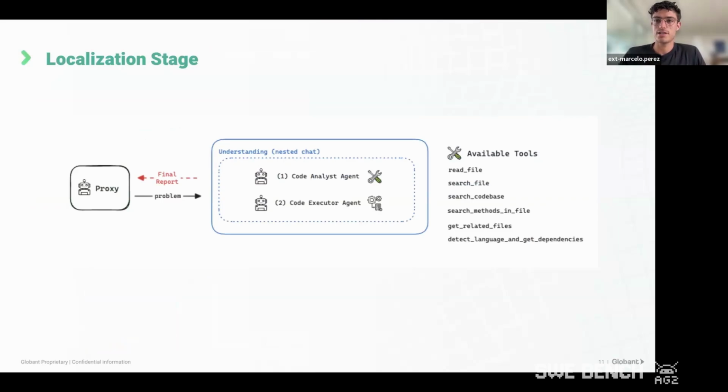Going into the localization stage, the localization agent uses available tools to get to know and search through the code base until it thinks it found the candidate files, and it provides our localization report. We can see in the diagram, we have a user proxy which starts and finishes the conversation, a code executor agent which executes the tools. But the actual LLM-based agent is our code analyst agent, which does most of the intelligent part.